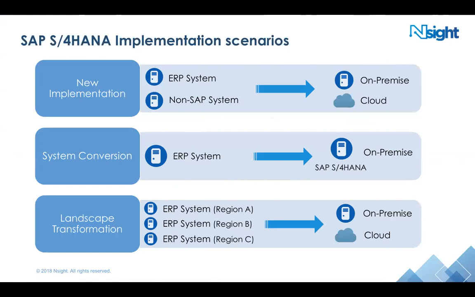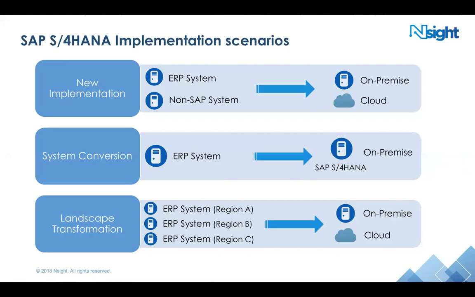The second is a system conversion, where an existing ERP customer can do a conversion where they don't have to make a new implementation. They can just convert their existing data and upgrade their existing application into S/4HANA, and SAP has provided many best practices that we leverage for our projects to make sure that you follow the best practices for that conversion. And the third is a landscape transformation, where you have different types of ERPs and you can move them in a segregated manner into either an on-premise solution or the cloud solution.